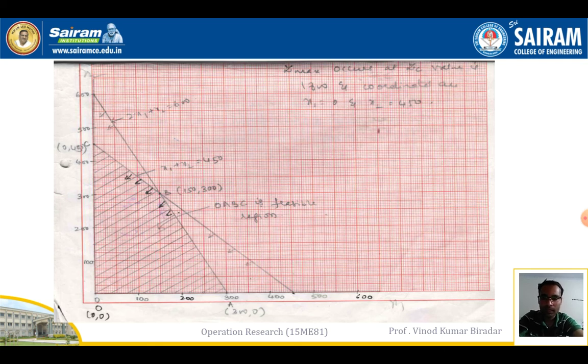Next, after marking this area, it is called the feasible region. OABC is called the feasible region. A feasible region is nothing but the area that satisfies all the equations. Here only two equations are given, so equation 1 is satisfied and the second equation is also satisfied in that particular area, that is called the feasible region, OABC.